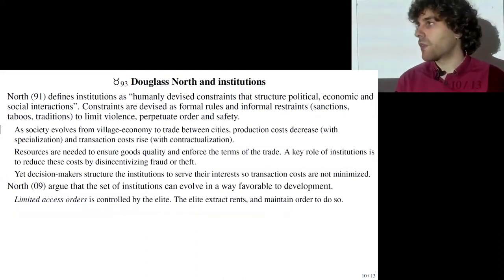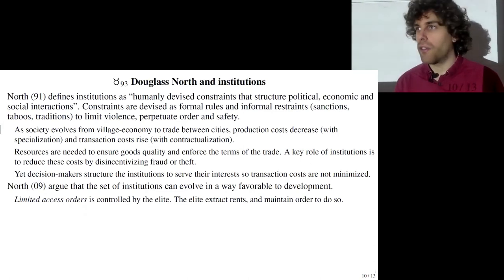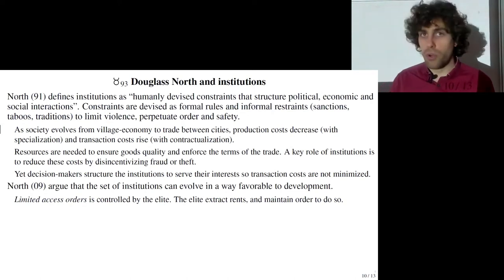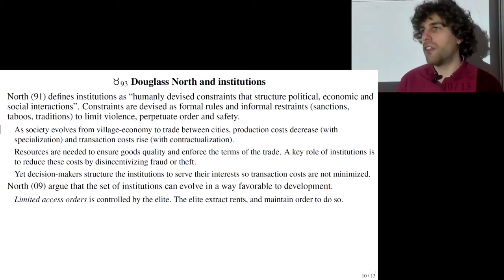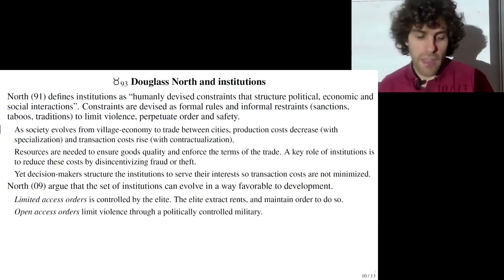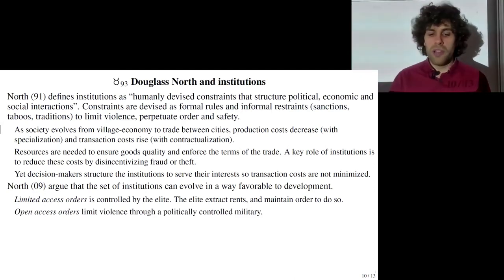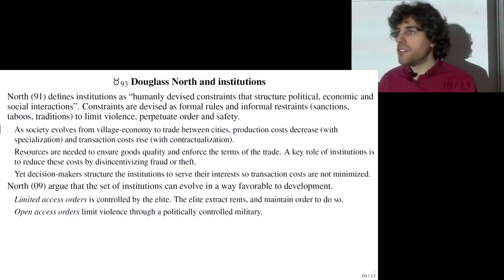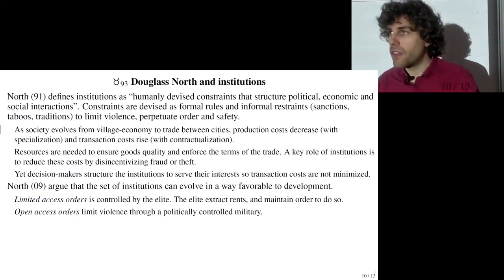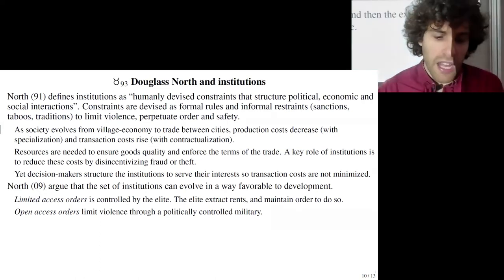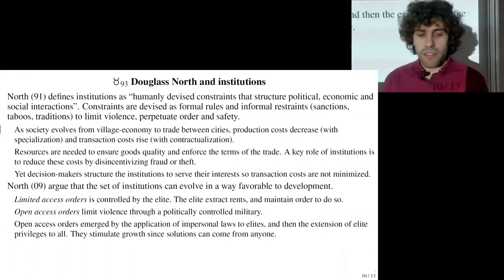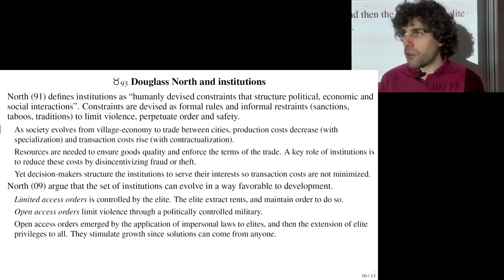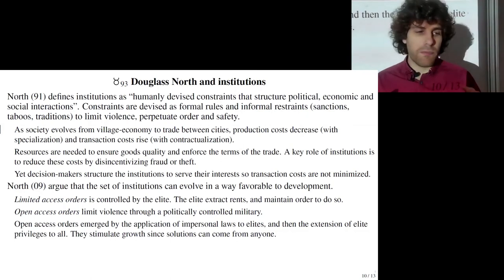Because if people would feel unsafe, if the security was not achieved, then they could overrule the rulers, because this is the basic function that they expect from the rulers. And then there are open access orders, which limit the violence through a politically controlled military. So this is the case in a modern nation state. And the idea of North is that open access orders emerge from limited access orders through two mechanisms.